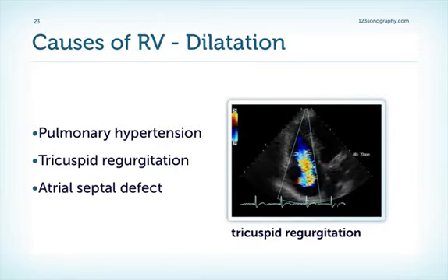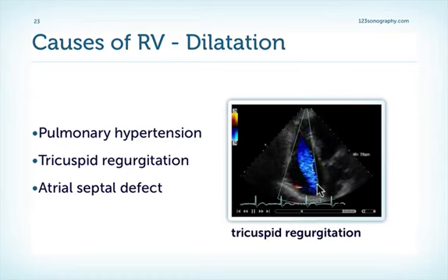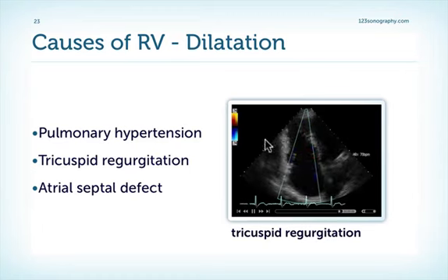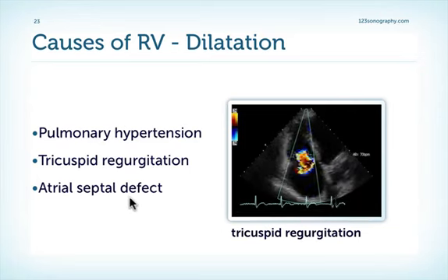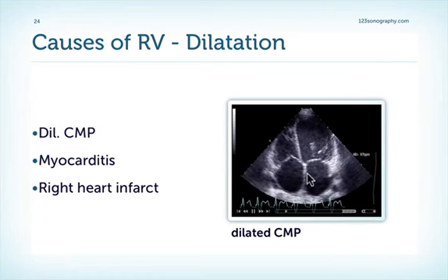So what are the potential causes of right ventricular dilatation? Pulmonary hypertension, tricuspid regurgitation. Here you see such an example with a broad regurgitant jet which causes massive volume overload and thereby dilatation of the right ventricle. An atrial septal defect which also causes right ventricular volume overload. Dilated cardiomyopathy, possibly because the right ventricle is also affected.